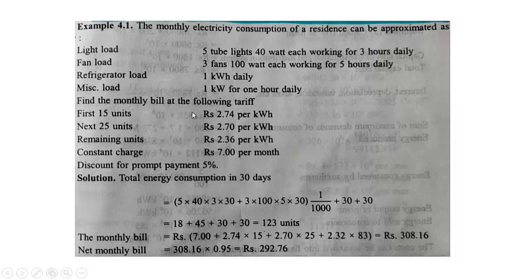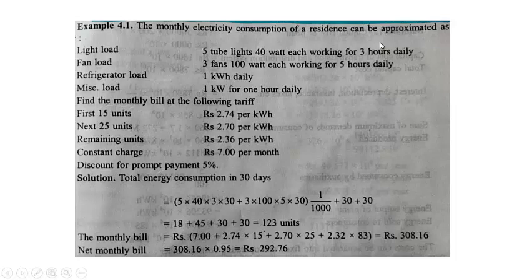So this is usually charged like this: first 15 units at 2.74 per kilowatt hour, the next 25 units at 2.70 per kilowatt hour. You can see that it is decreasing. Since the rate is decreasing, it encourages the use of energy or power. Remaining units, apart from these 40 units, are at 2.32 per kilowatt hour. Constant charge, that's F, that we have used in our equation, the generalized form of tariff, is 7 rupees per month. And there is a discount for prompt payment: if the payment is done before the due date, there will be a discount of 5%.